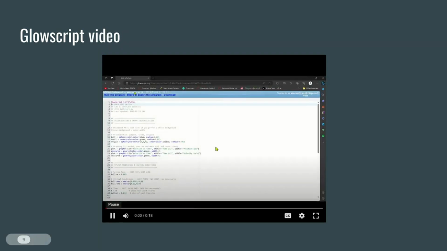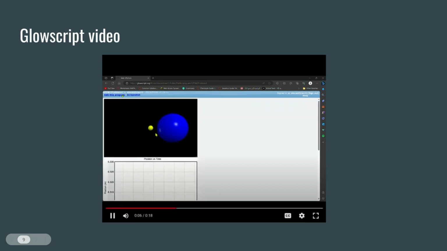And here is a video of me running my program. This shows the computational model, which is really similar to the Tracker model that I showed earlier. Same thing, the object moved from left to right.